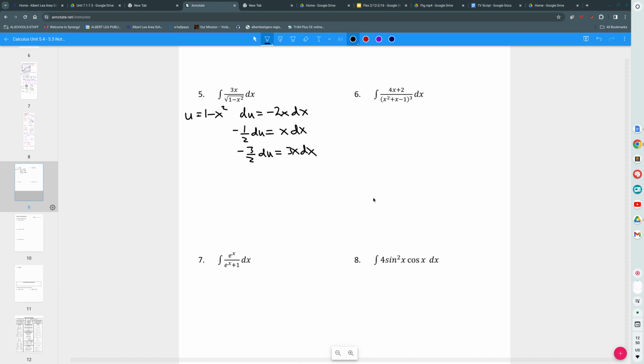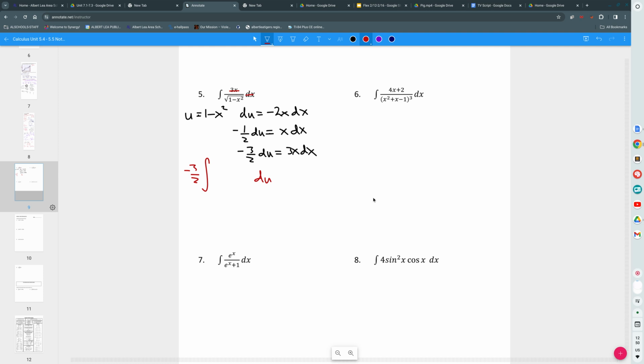I don't want negative 3. What's that? Oh, kidding. Nope. So as we look at this, I get to take the 3x dx and I get to replace that with negative 3 over 2 du. So now the 3x and the dx are gone.